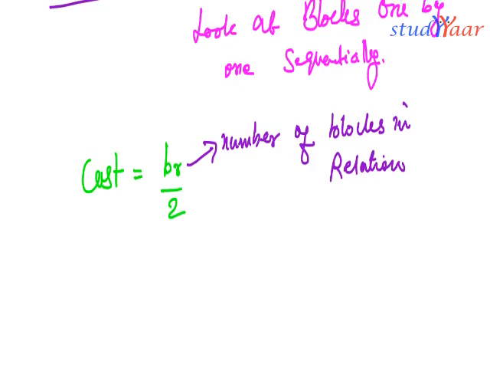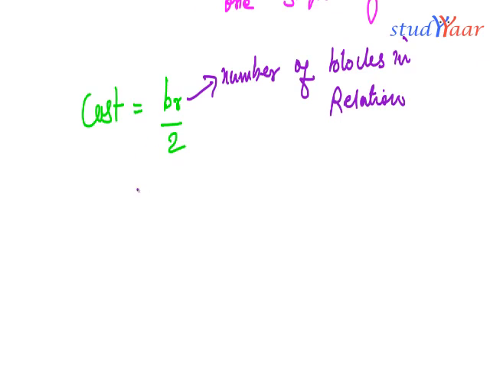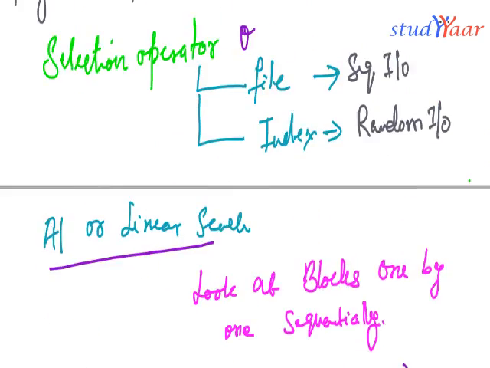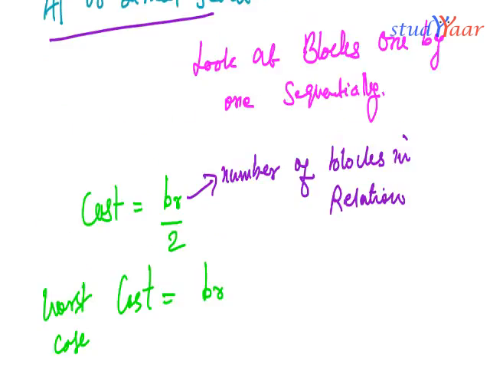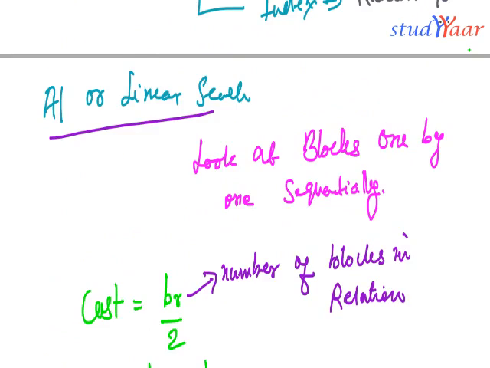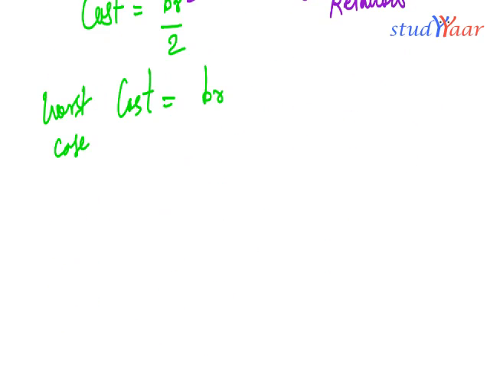On an average, I am going to read half the number of blocks, but my worst case cost would be how much? Let's assume my record is in the last block. In that case, I have to read all the records. So that is going to be my worst case cost. It is the most simple algorithm that you can possibly have, right? But the beauty of it is it can be used for any selection condition.